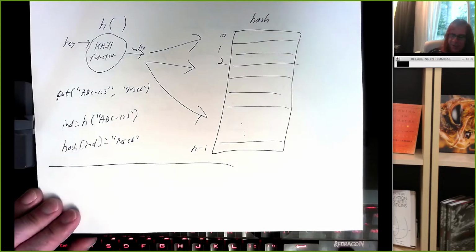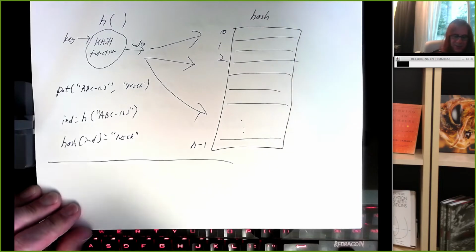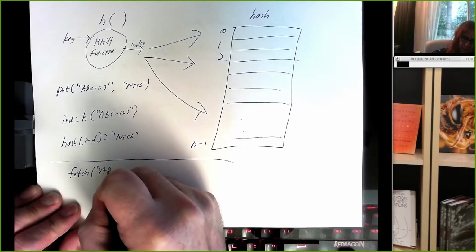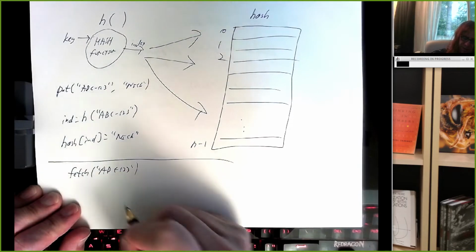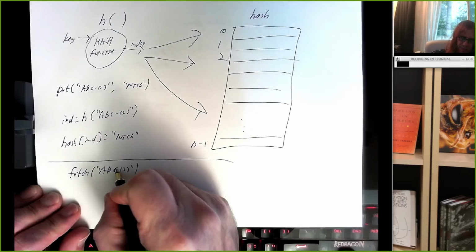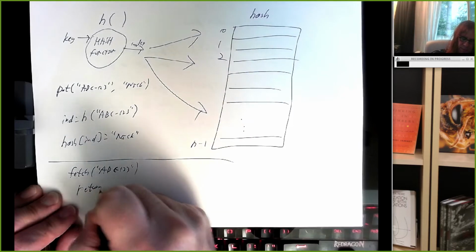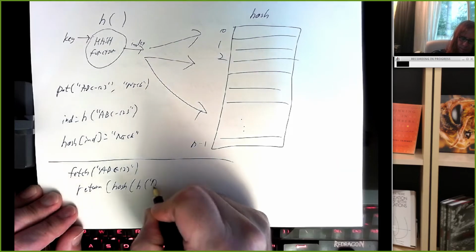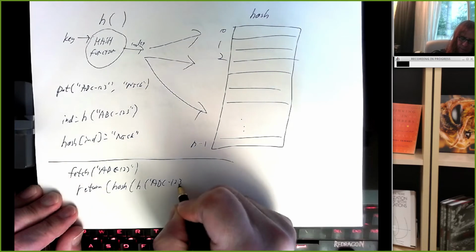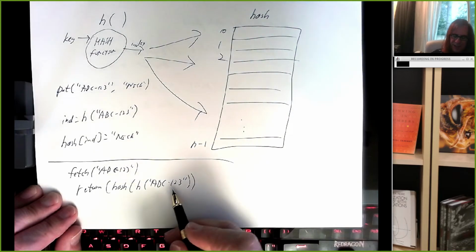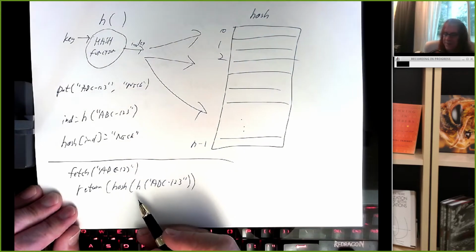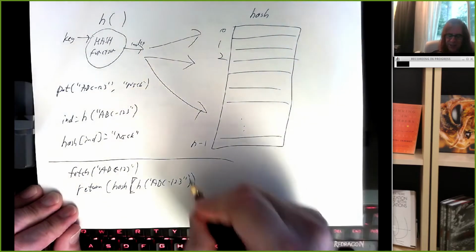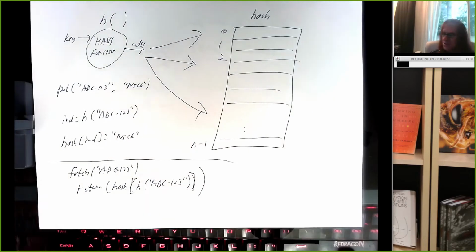And then if we want to fetch a piece of data, let's say we want to fetch ABC123, effectively we take ABC123, we run it through our hash function, that gives us an index. We take the entry at that index in our hash table, that's what we return.